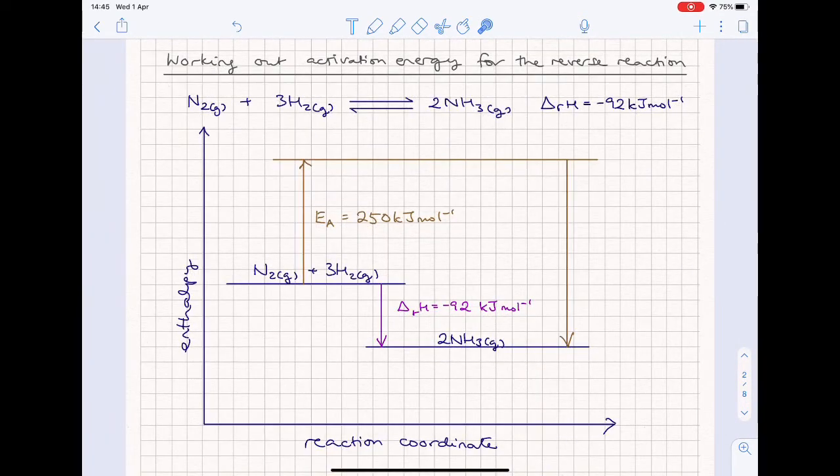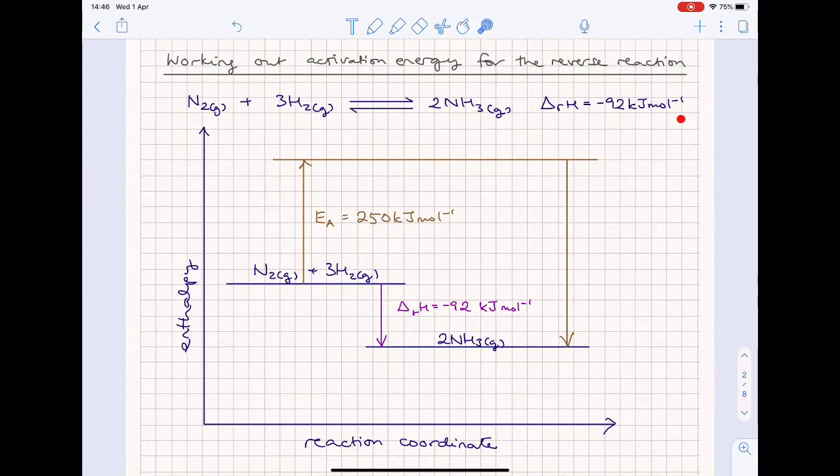Here's the enthalpy profile for the Haber process, and we're drawing it for the forward reaction, starting with nitrogen and hydrogen to give us ammonia. We're given the enthalpy of reaction for this equation, which is also shown here in the enthalpy profile. As a side note, you can use this value to work out the enthalpy of formation of ammonia, which will be different to this value. So think about how you would do that.